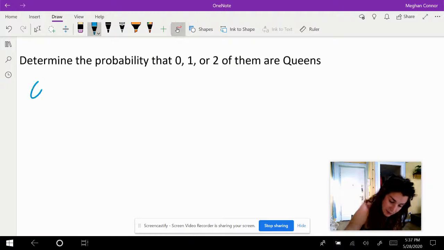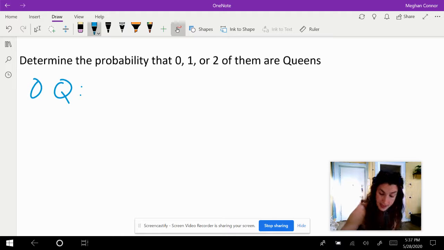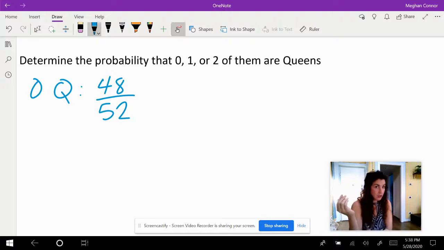So the probability of 0 queens means that for the first card that we pull, the number of cards that are available in a 52 card deck that are not queens is 4 less than 52. So 48 out of the 52 cards are not queens. So it's a very large probability that you're going to be pulling out something that's not a queen.